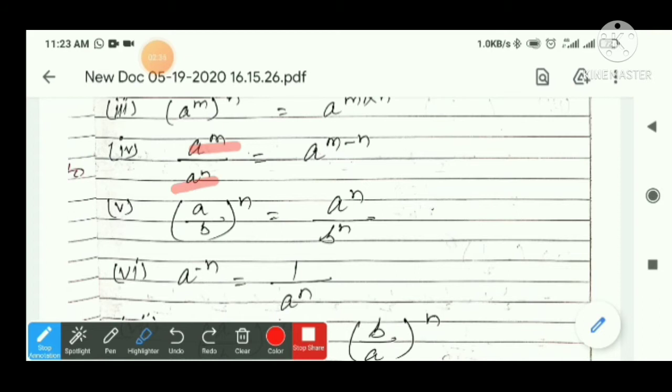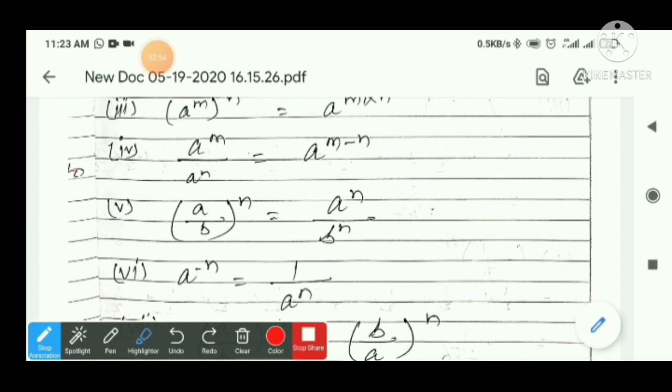In the division method, if the base is the same, we will subtract the powers: a raised to m divided by a raised to n is a raised to m minus n. In division, the base is the same, so we subtract the powers. So it will be a raised to m minus n.